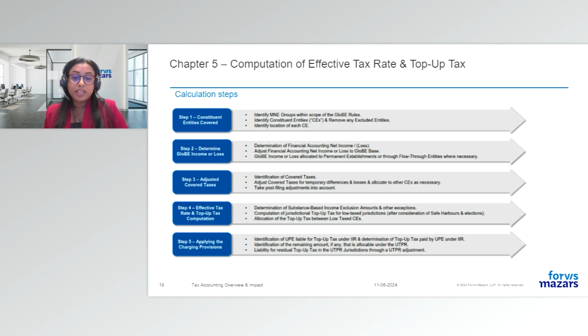Once the top-up tax liability is calculated, the charging mechanism should be considered. That's step 5. So first, the primary rule, the IIR, should be considered at the parent entity level, and there's this backstop to avoid leakage, the UTPR.